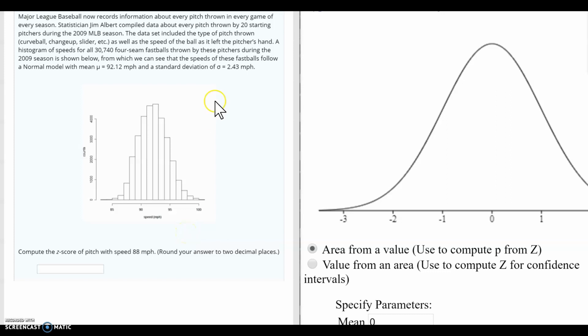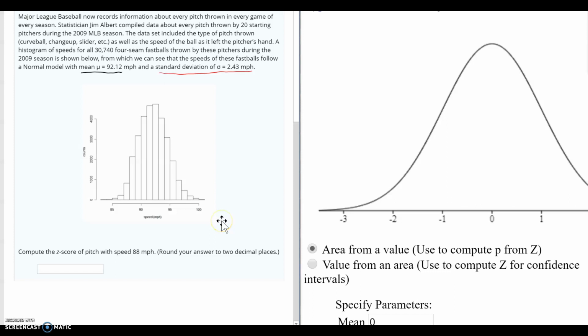All right, so this question is relatively lengthy, so let's try to see what numbers I need. This histogram up here is basically showing all the pitches that were thrown and their speed during the 2009 baseball season. So the numbers that I need are these right here: mean, standard deviation. All right, so let's see what I first have to do.